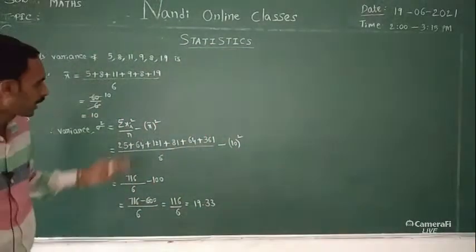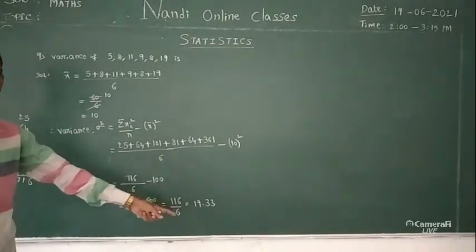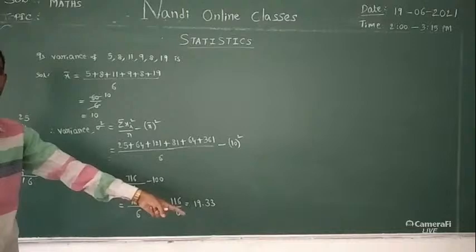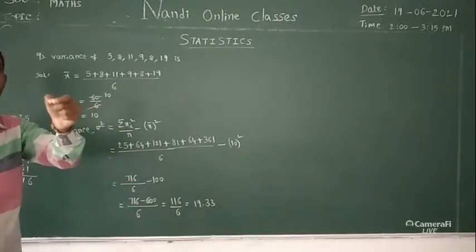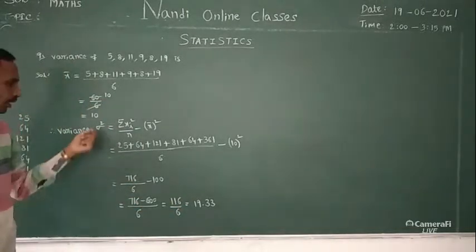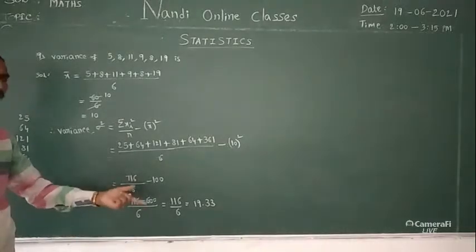Right. If they ask standard deviation, take the square root. Root of 19.33 means 4 point something. That is the standard deviation. Standard deviation means you have to take the root.